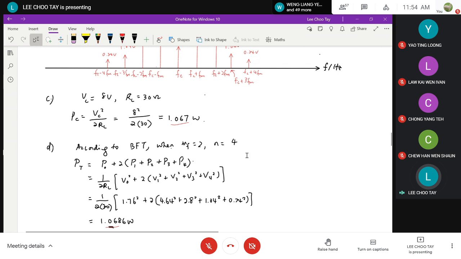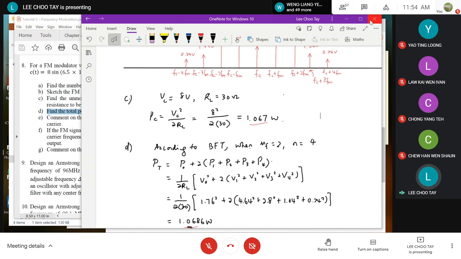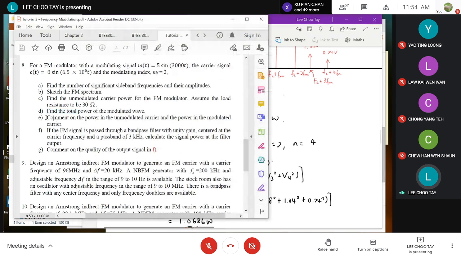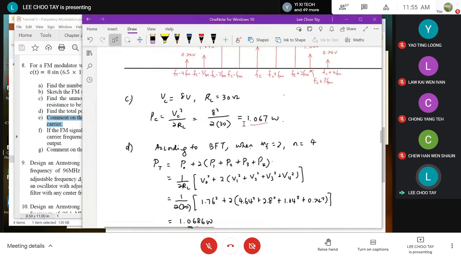Okay. And then the next part of the question asks us to comment on the power of the unmodulated carrier and the power in the modulated carrier. If you compare our answers to C and D, theoretically, they should be the same. But here we are getting some differences in the answer. So you need to address the difference. Where are the answers different?